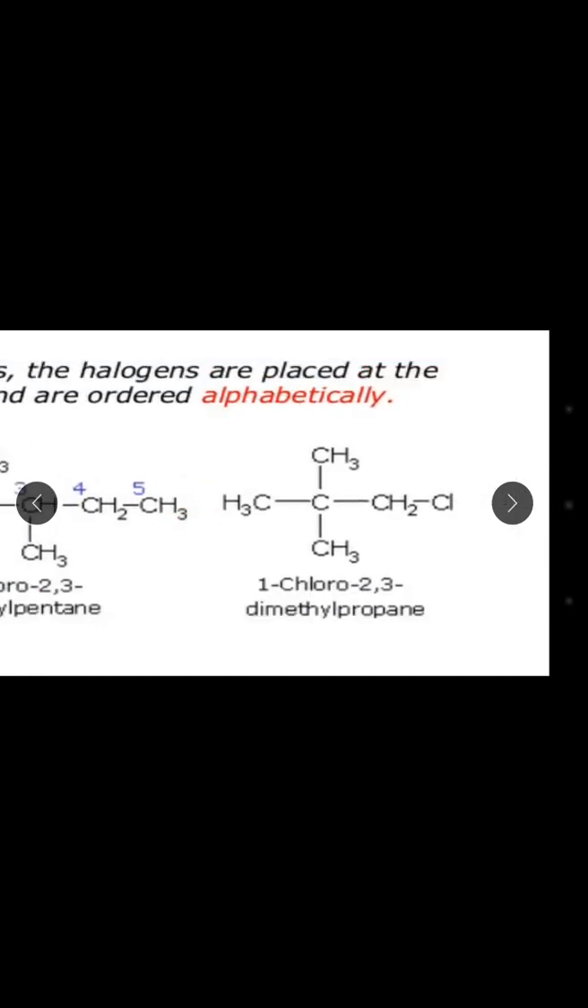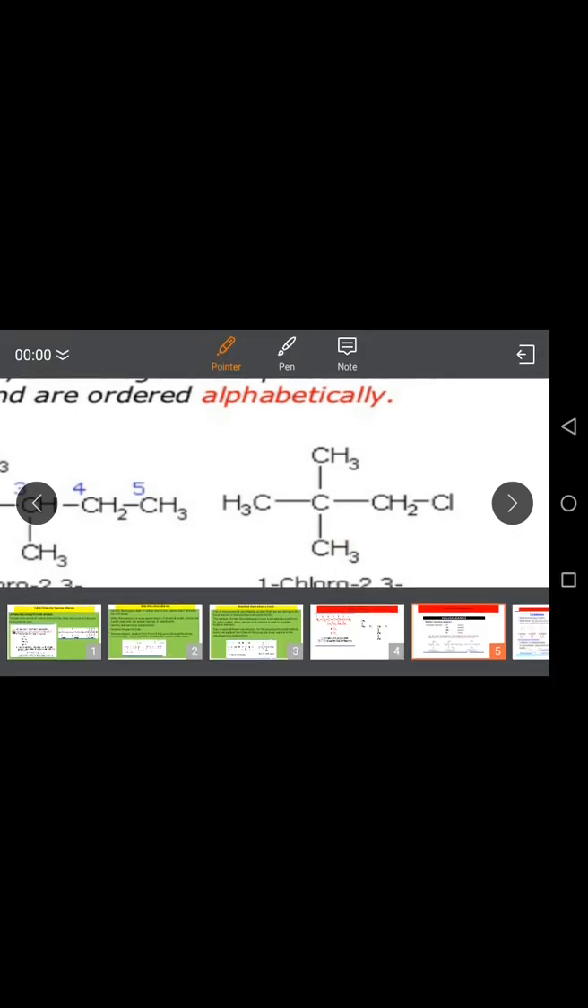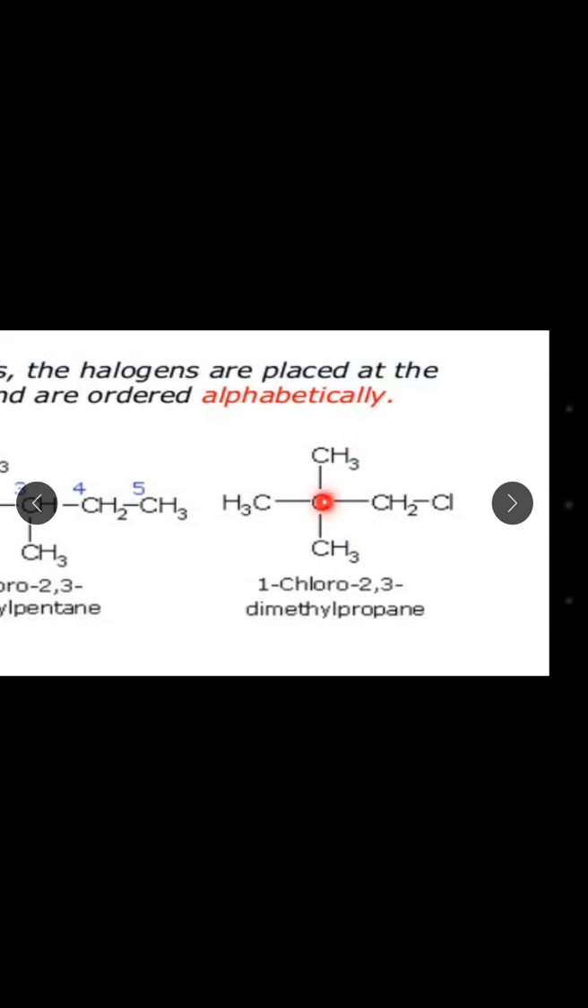Let's look at the last one. We have 1, 2, 3. Our parent chain is propane, and the first chlorine is on carbon 1, that is 1-chloro, and the second and third groups, which are methyl groups, are on carbon number 2. So we have 1, 2, 3. Okay, the numbering is from here: 1, 2, 3.